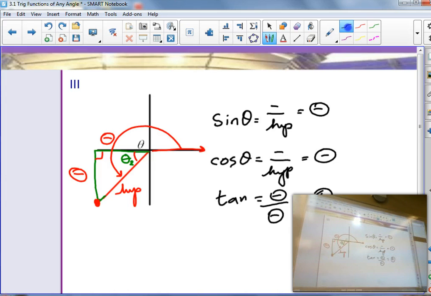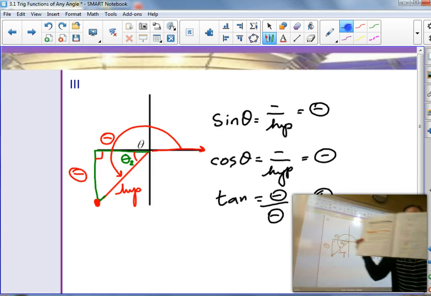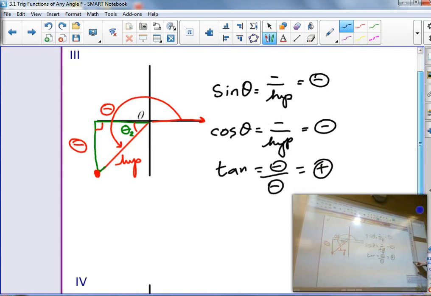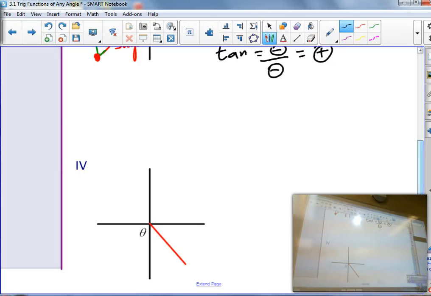Where else was the tangent positive? In quadrant 1. Because everything is positive in quadrant 1. Yay. Positive everything. Nice. Where? Here. See, she circled it. Positive everything. Okay. Now, quadrant 4. Here it is.